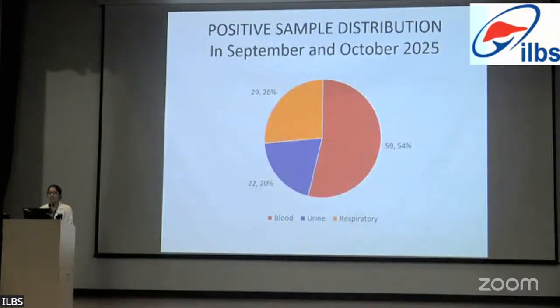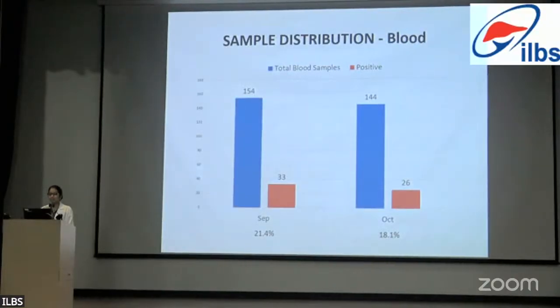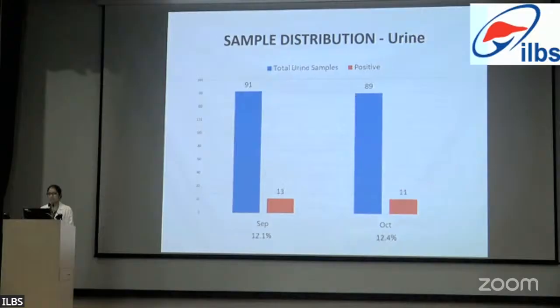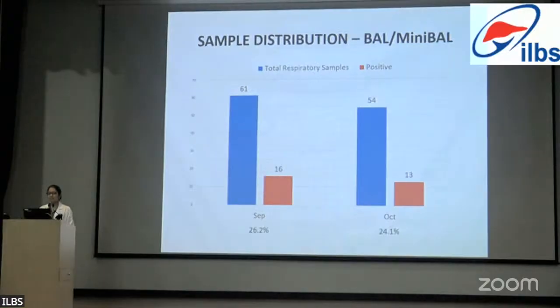Now, coming to the positive sample distribution, we can see that the positivity rate was maximum in blood cultures, followed by respiratory, and followed by the urine cultures. Then coming to the sample-wise distribution. So in blood, we can see in the month of September, the positivity rate was around 21%, and in October, it was around 18%. Similarly, in urine, the positivity rate was similar in both the month of October and September, it was around 12%.